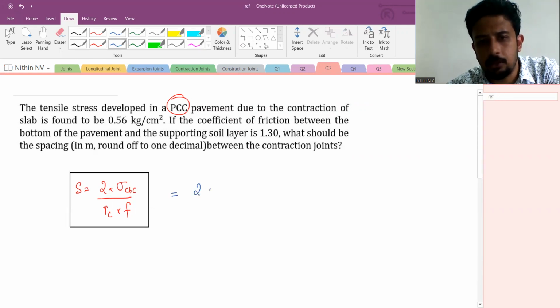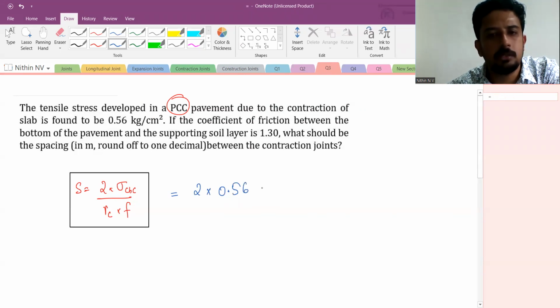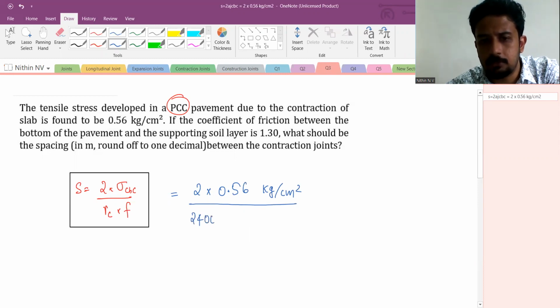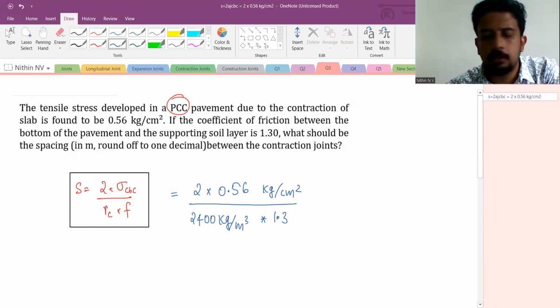Now that's equal to 2 into, whether they have given any stress? Yes, in the question it is 0.56 kilogram per centimeter square. So write it down along with the unit. Now divided by gamma C. Whether they have given? No, but we know the value, 2400 kg per meter cube. Now F value, whether it is given? Yes, 1.3. If not given, then take 1.5. But if it is given in the question, then take whatever value is given.